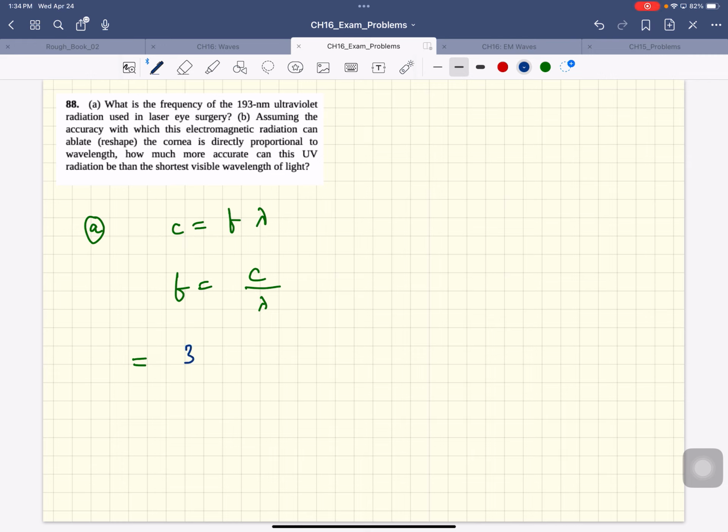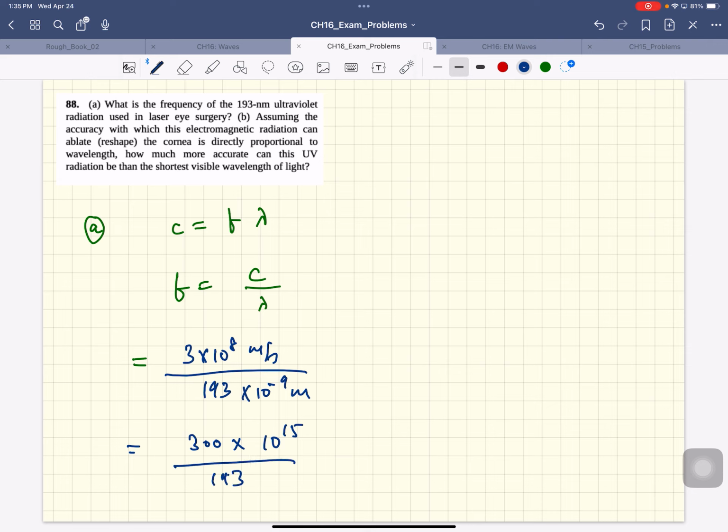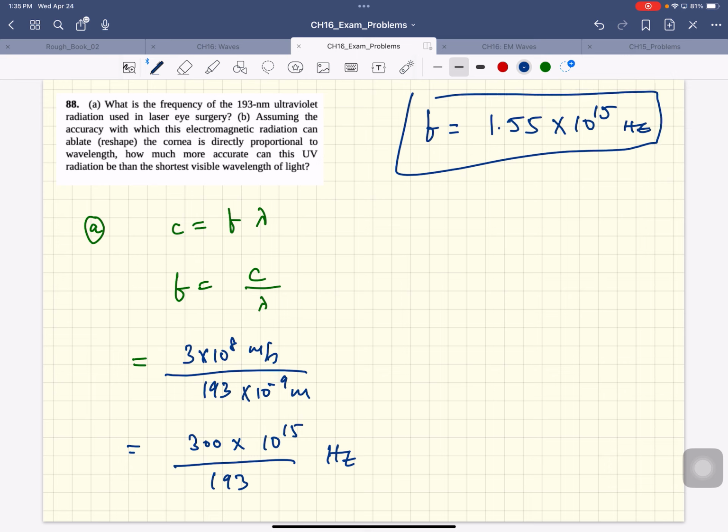So the frequency is that. This is 300 times 10 to the 15 divided by 193 hertz. Okay, so that's the frequency of the laser beam.